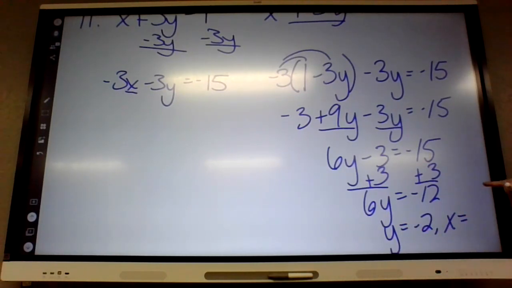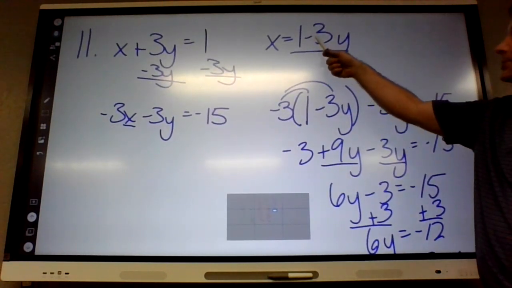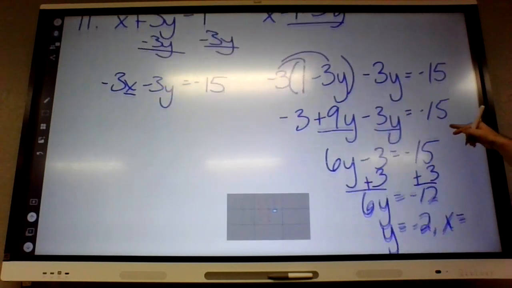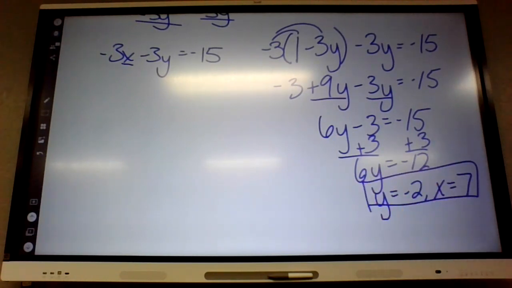Okay, this time we have y is negative 2, so 1 minus 3 times negative 2 is 1 plus 6. So that's 7. Also, if I remember right, I don't think any of the answers are bigger than two digits. Negative 2 and 7 is about as big as it gets. Yes, no fractions.